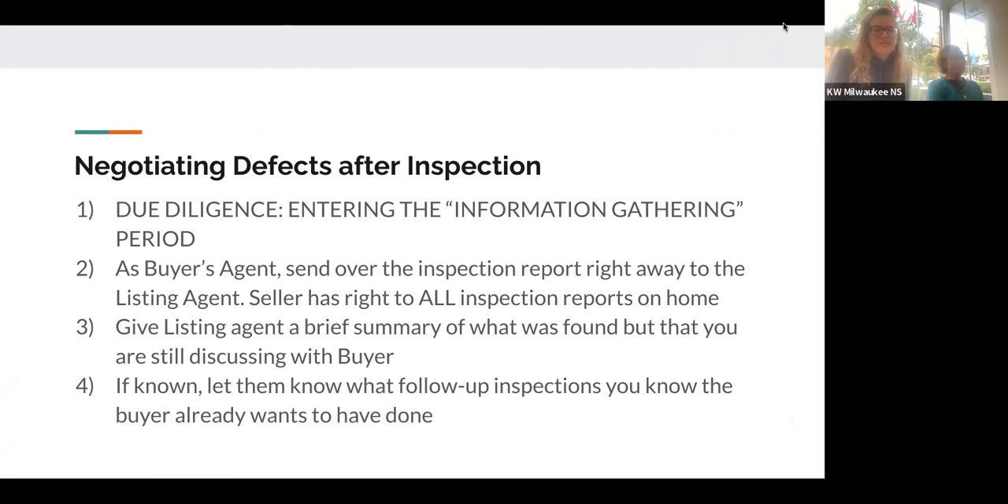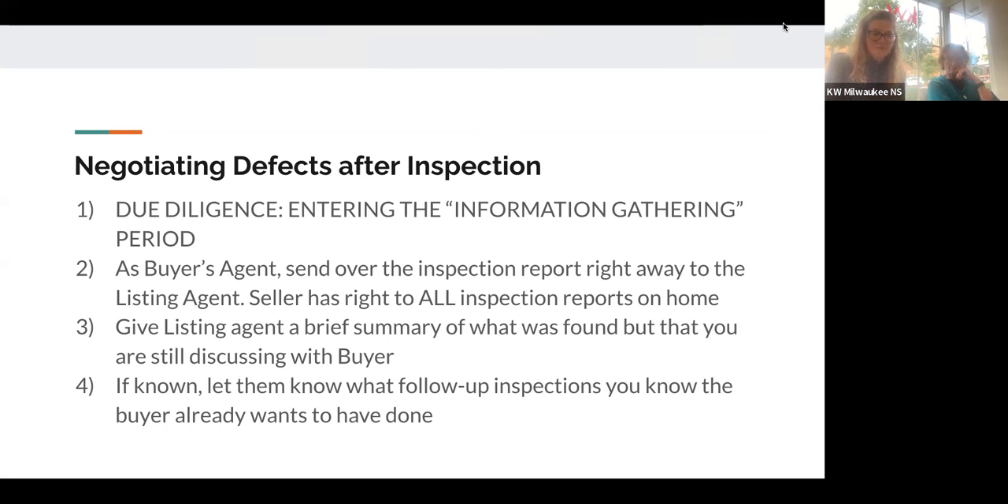Awesome. All right. So now we'll move into negotiating defects after an inspection. Once this inspection happens, we're doing our due diligence, and what I call, and explain to the buyers, is the information gathering period surrounding what we have learned on this inspection report. So it's good practice as a buyer's agent to send over the inspection report right away to the listing agent. To me, it is very important to get the inspection report over right away, and give everybody ample time to review things.